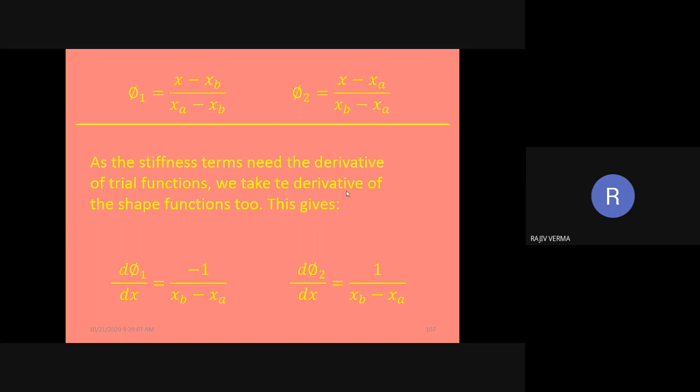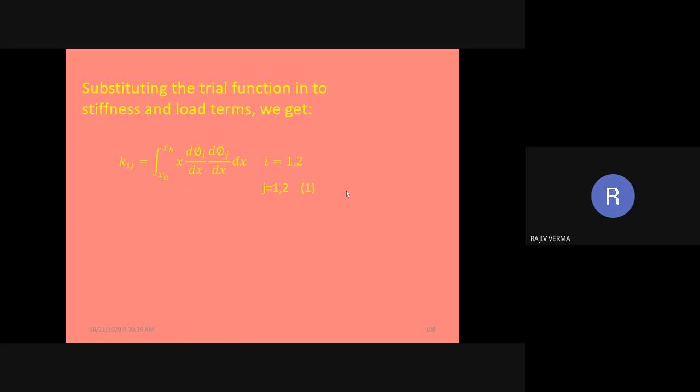So for the time being we have the expressions of d phi 1 by dx and d phi 2 by dx on the display. Now substituting these two derivatives, we get equation number 1 as the terms of the stiffness function, and equation number 2 as the ith term of the forcing function, which is going to appear on the right hand side.